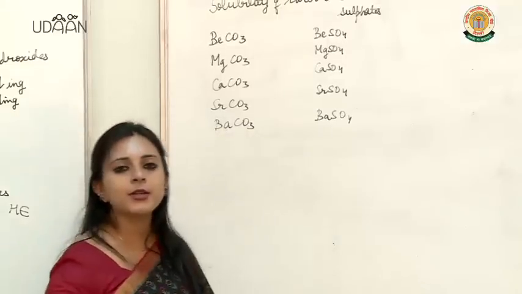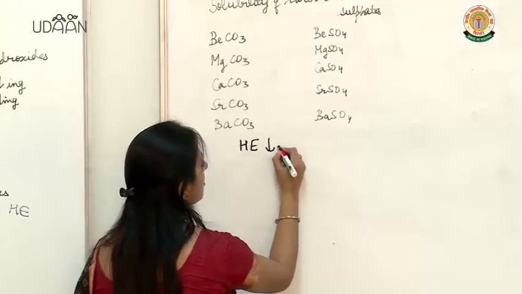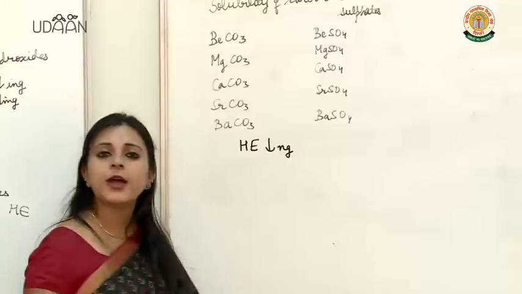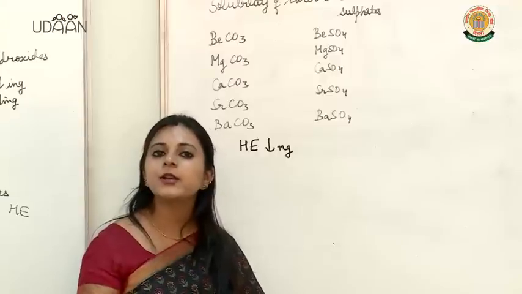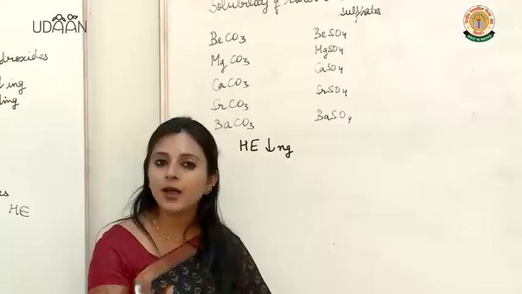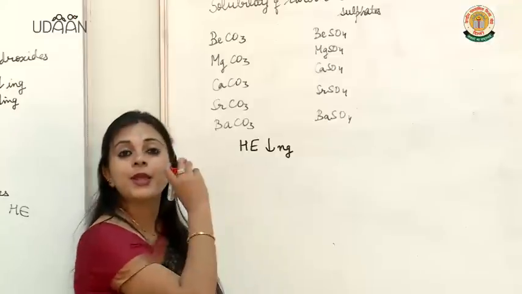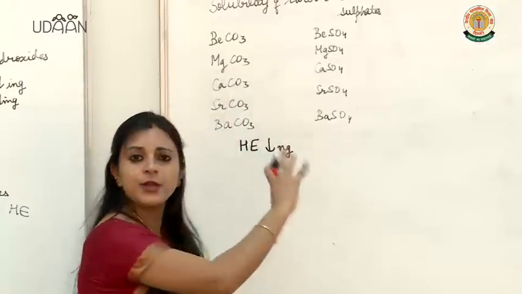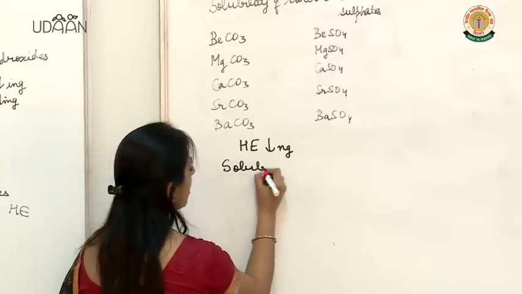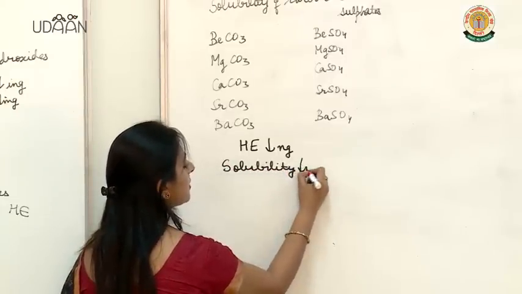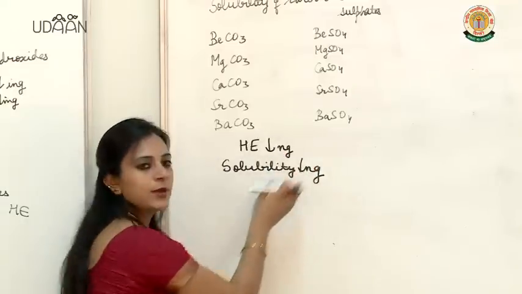Now, what is happening to the hydration enthalpy down the group? Hydration enthalpy is decreasing down the group. So, if hydration enthalpy decreases down the group, the solubility will decrease, because if hydration enthalpy is high, solubility is high, and if it is low, solubility is low. Lattice enthalpy is not playing any role here because the size of the ion is very big. So it is not going to affect the solubility. The solubility is also decreasing down the group, because hydration enthalpy is decreasing.